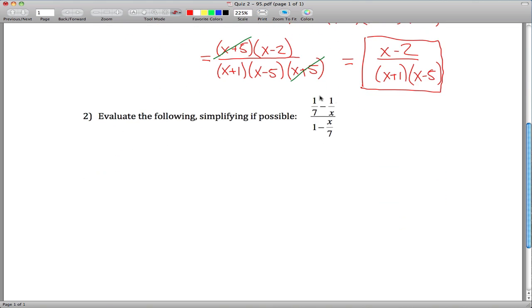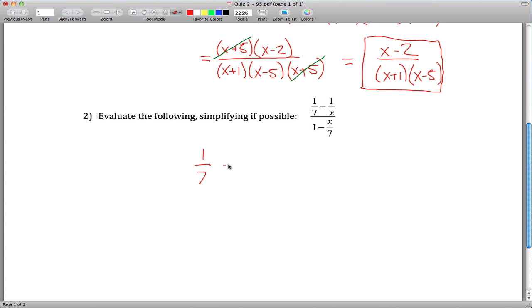Number 2, we have one of those fractions over fractions. What you might remember about this problem is it's not too bad if it's just one fraction divided by one fraction, but that's not the case here, right? Here we have a fraction minus a fraction divided by, you could think of this as, a fraction minus a fraction. So what we got to do is get common denominators.